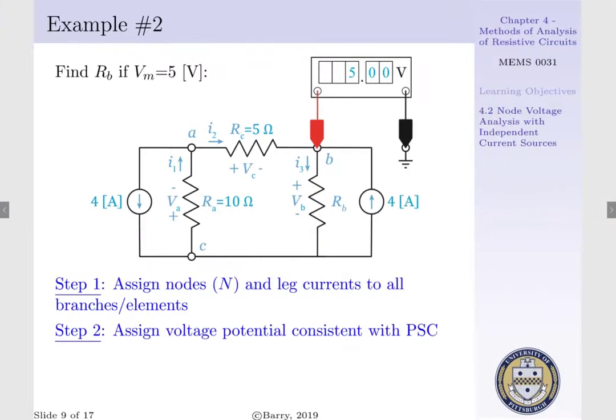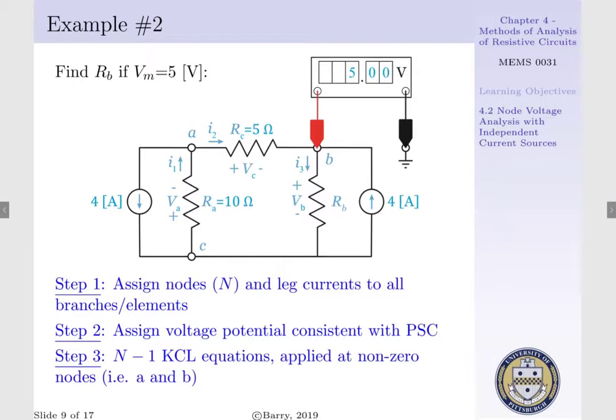Step 2 is to assign voltage potentials across our resistors consistent with our passive sign convention, such that VA exists across RA as designated by the direction of I1, VC exists across RC as indicated by the direction of I2, and VB exists across RB as indicated by the direction of I3.